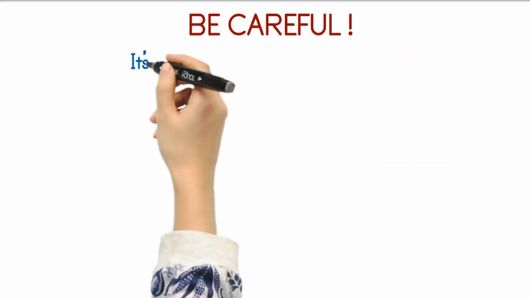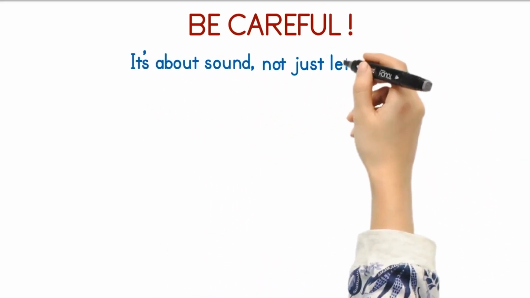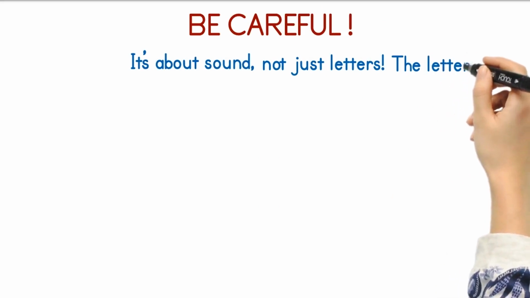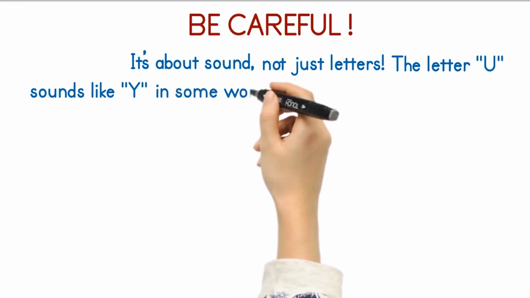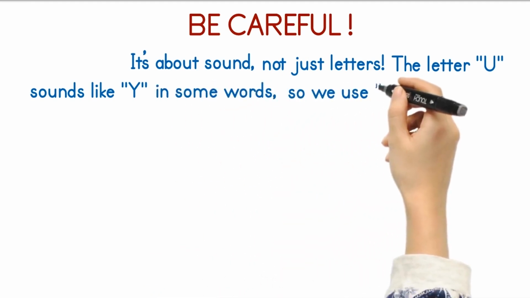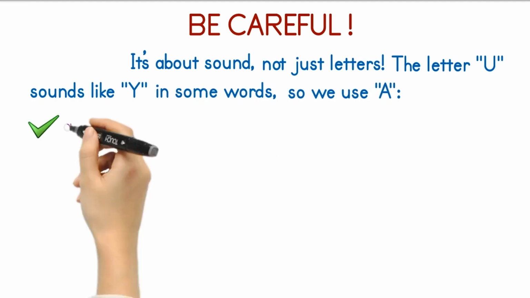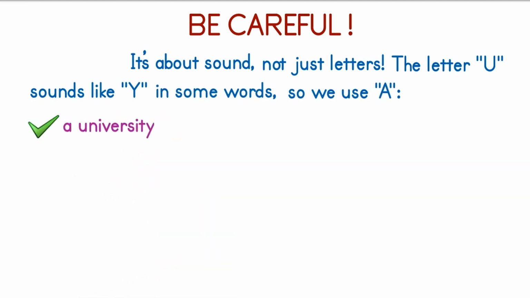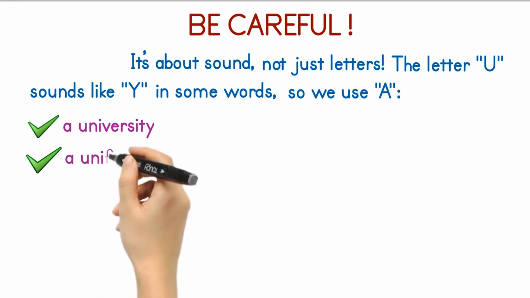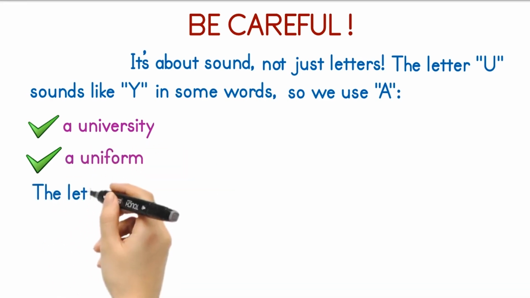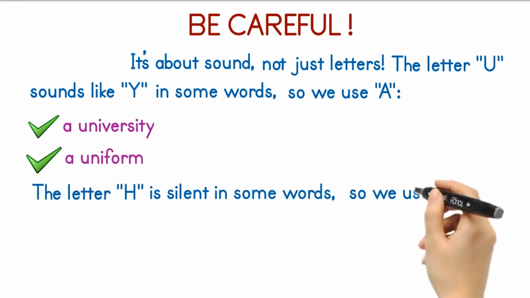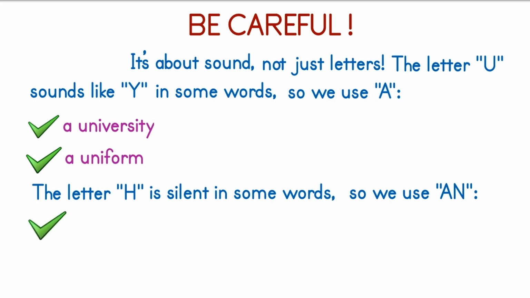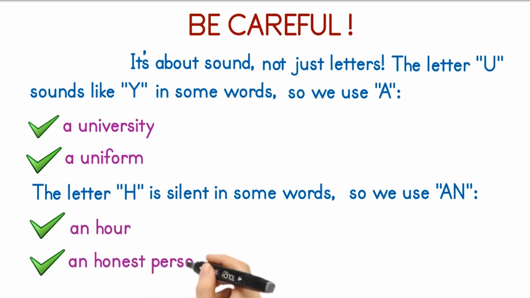Be careful, it's about sound, not just letters. The letter U sounds like Y in some words, so we use a. For example, a university, a uniform. The letter H is silent in some words, so we use an. For example, an hour, an honest person.